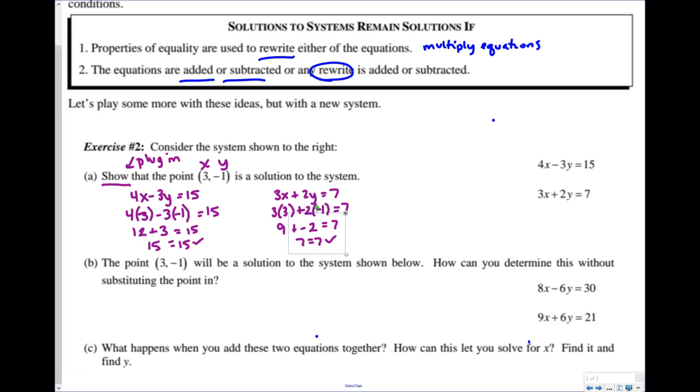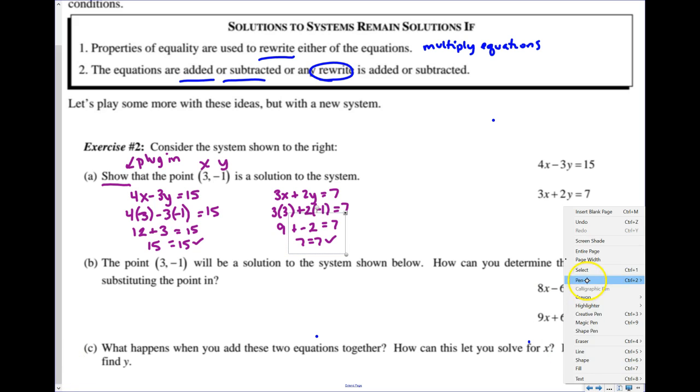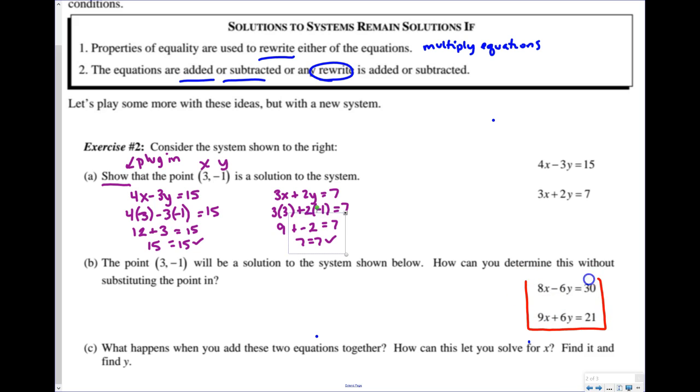How can you determine this without substituting the point in? So if I look at this system right here, notice something very special about the y values. What is special about this negative 6 and 6? They have opposite coefficients. And remember, a coefficient is that number in front of the variable. So when I add these two together, what's going to happen to the y's? They're going to disappear. So I don't actually have to substitute anything in. I can just eliminate the y and solve for x. That's what I could do here instead of solving for y.